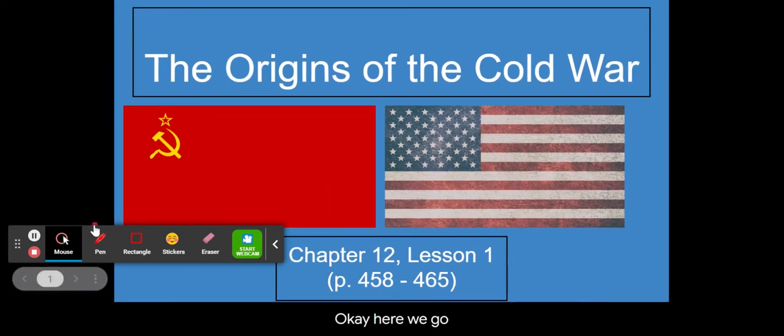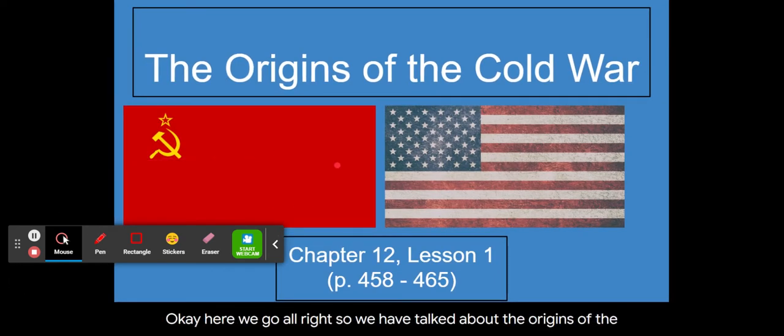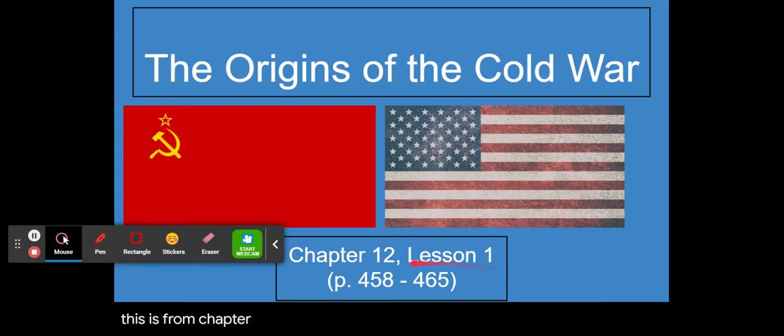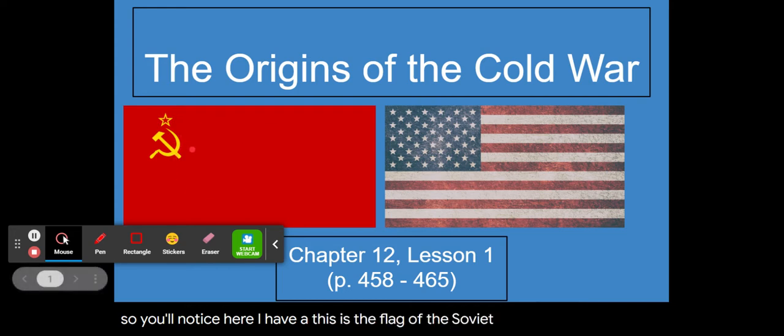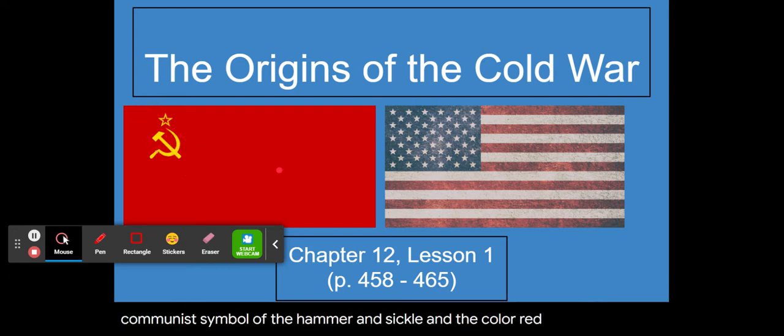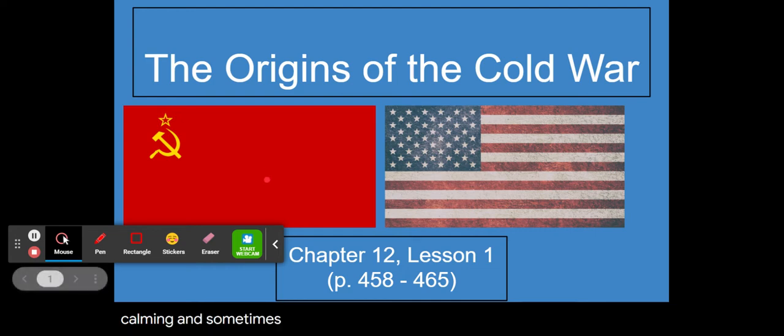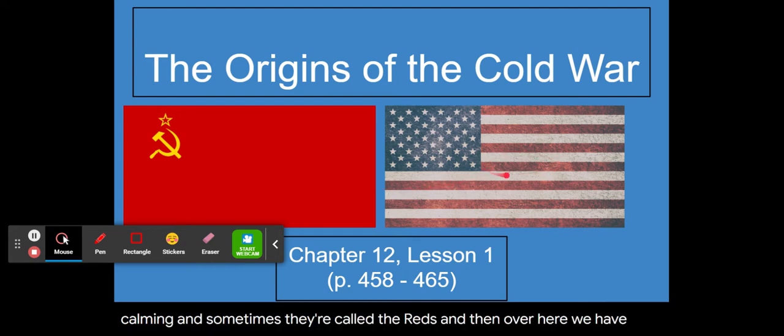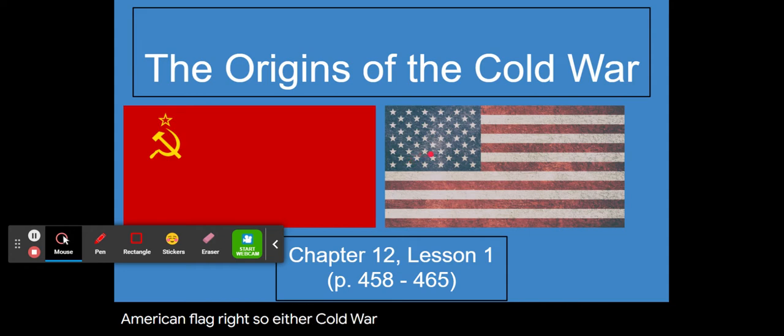Okay, here we go. All right, so we're going to talk about the origins of the Cold War. This is from Chapter 12, Lesson 1, and these are our page numbers in our textbook. You'll notice here this is the flag of the Soviet Union with the communist symbol of the hammer and sickle and the color red, right? When you talk about communists, sometimes they're called Reds. And over here we have the American flag, right? So the Cold War is really the conflict between these two countries that developed in the years after World War II.